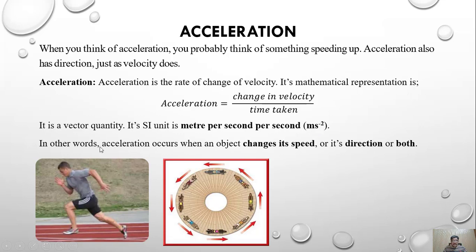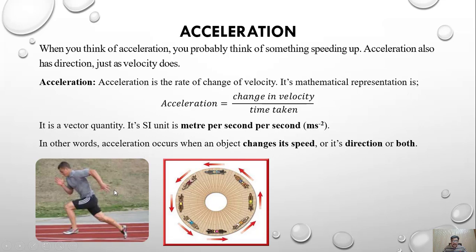In other words, acceleration occurs when an object changes its speed or its direction. Either the object is changing its speed, we have acceleration. If not changing the speed but changing the direction, even then we have acceleration. Or if both speed is changing and direction is changing, we have acceleration.